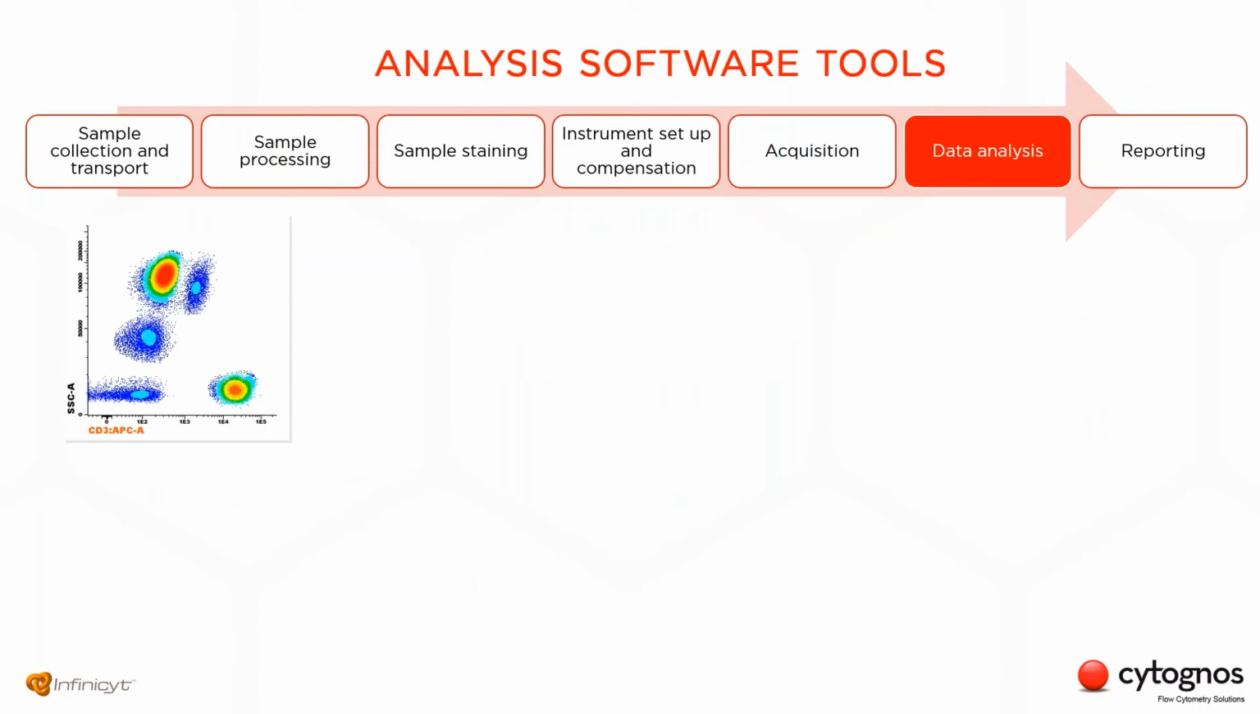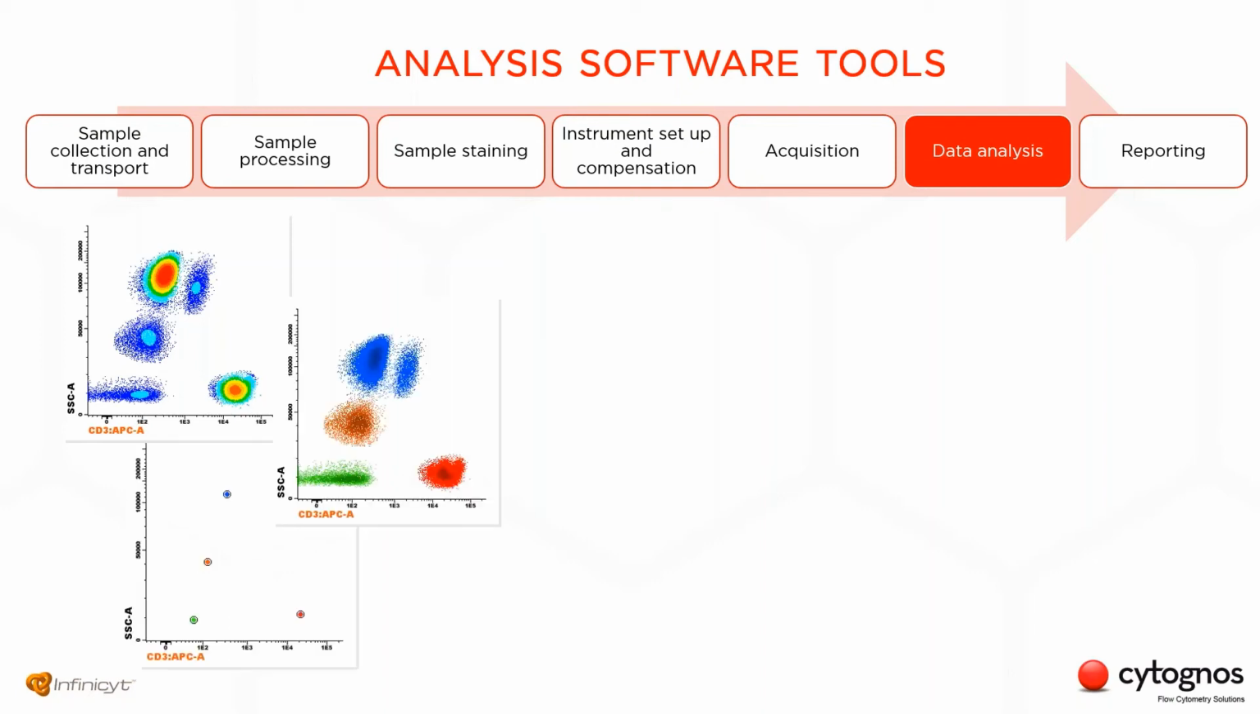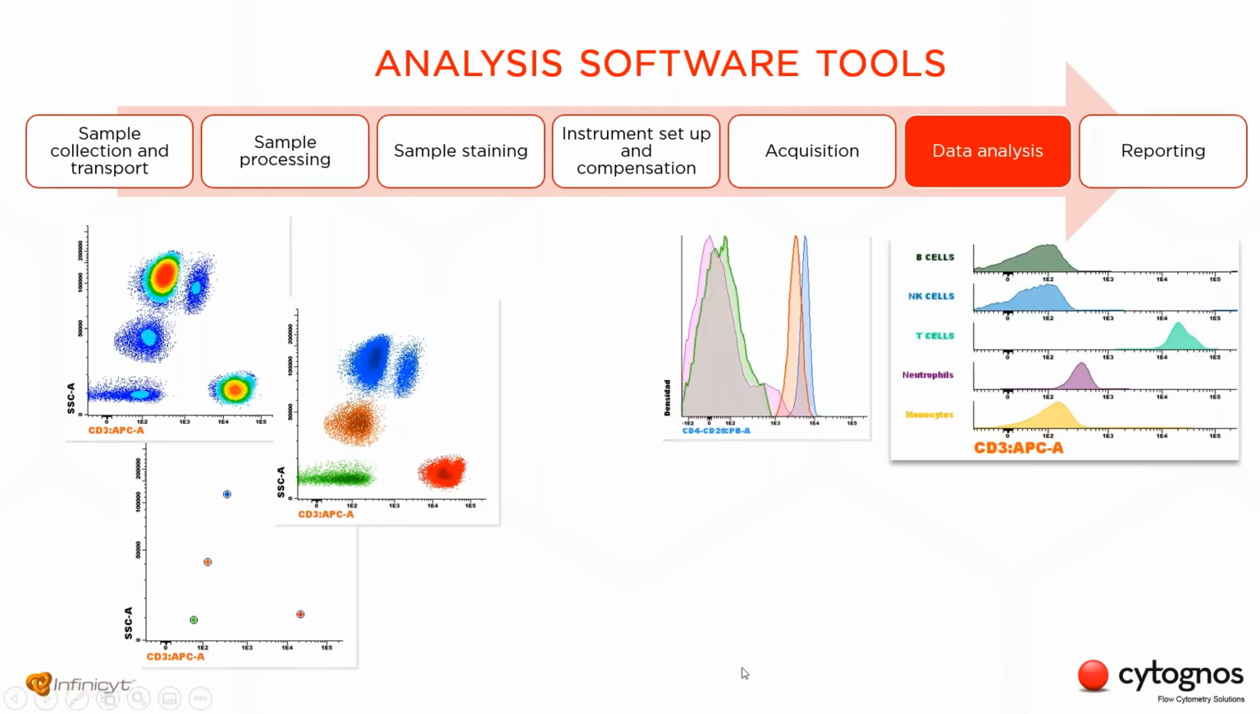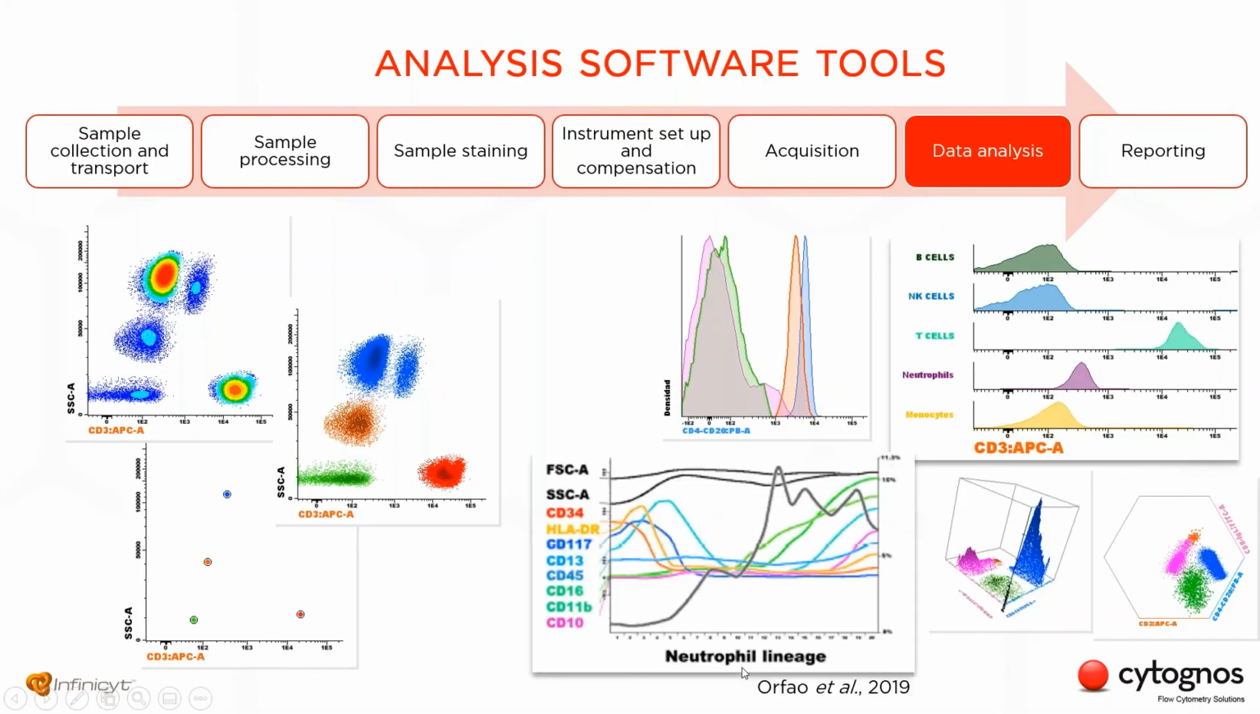For the data analysis, we need flexible and advanced tools that make the multicolored analysis easier. For example, by turning off the background so we can just focus on the target populations, by looking at our data in many different ways, and by being able to study the cell maturation path of a specific population.